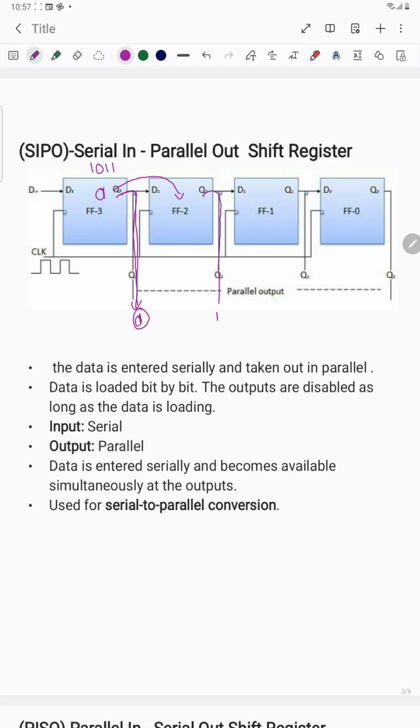Okay, serial input and parallel output shift registers are used for serial to parallel conversion. You have to remember that also.